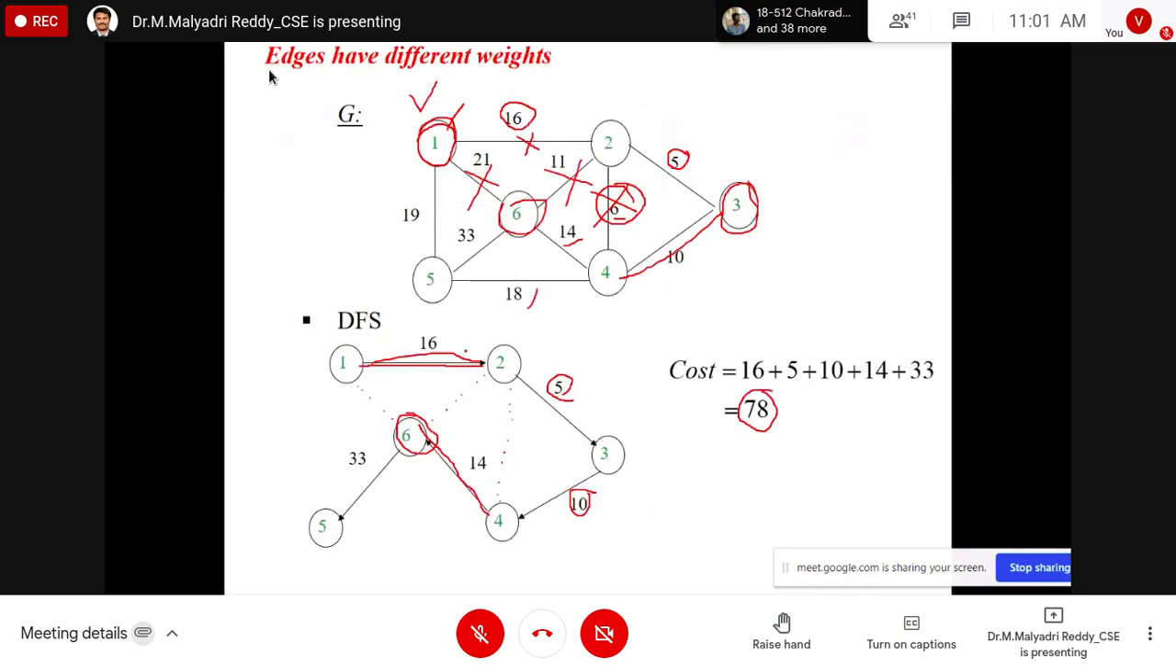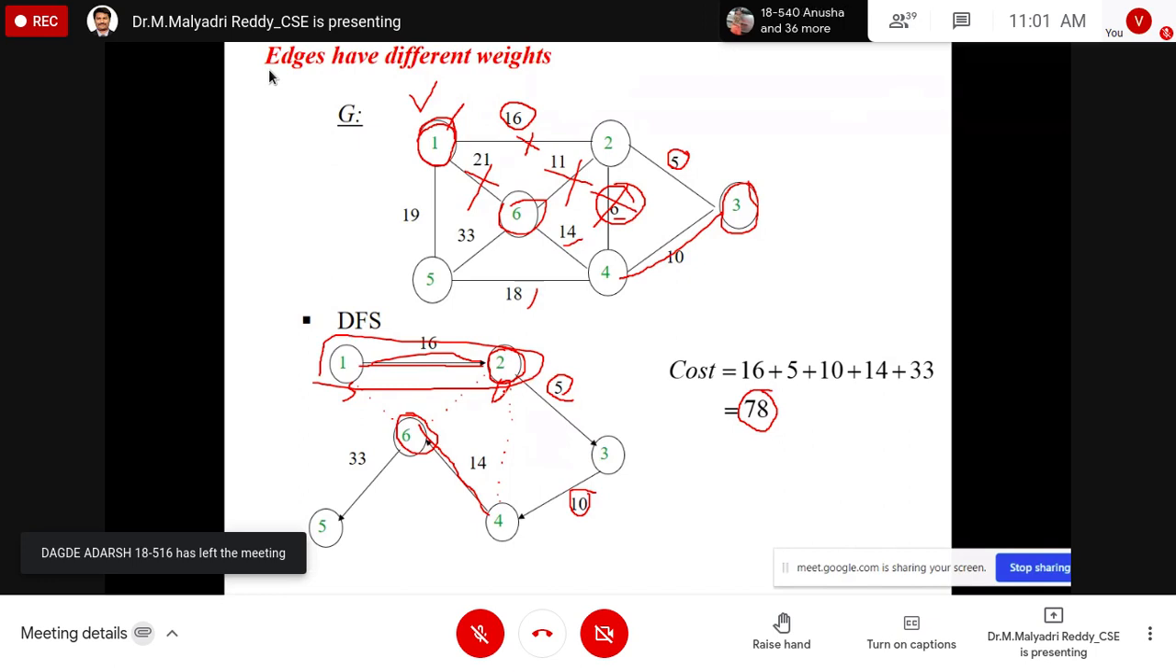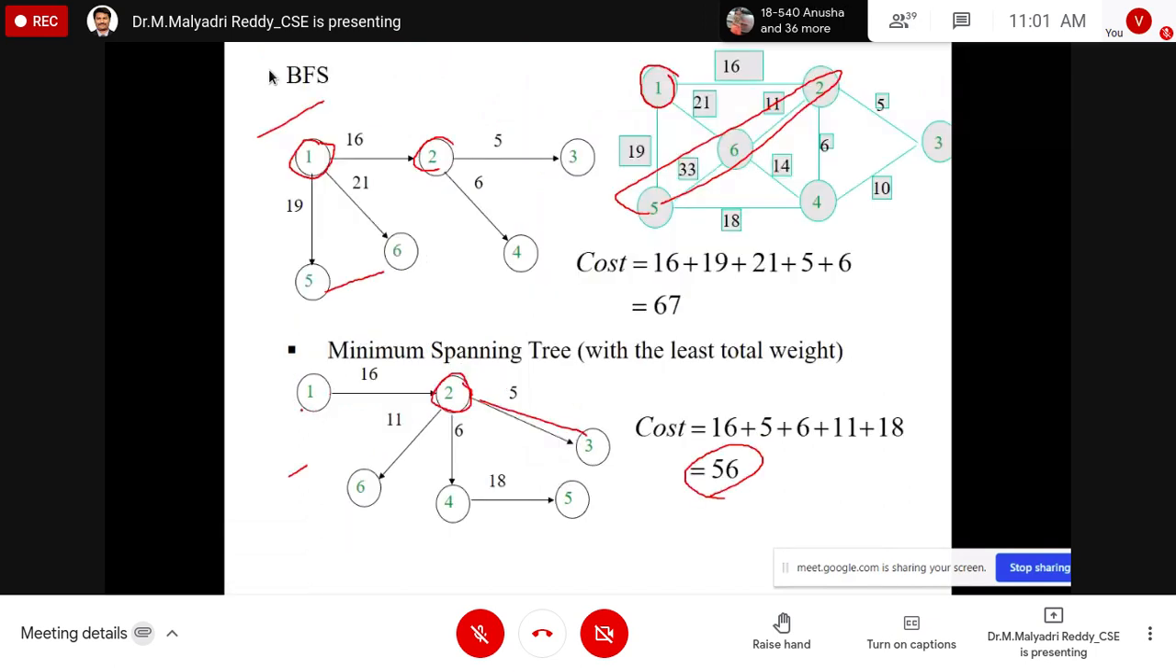In the DFS, I choose one vertex as the adjacent. Suppose when I move to 2, 1, 2, 3, this is source to destination. Suppose first I visit only 2 vertices, and from 2 I choose the minimum vertex. But in the spanning tree, from the set of vertices, from 2, the minimum cost is 5. I will explain this minimum cost spanning tree method. Compared with DFS and BFS, the minimum cost spanning tree is the best method to visit all the nodes with minimum cost. This is the final point.